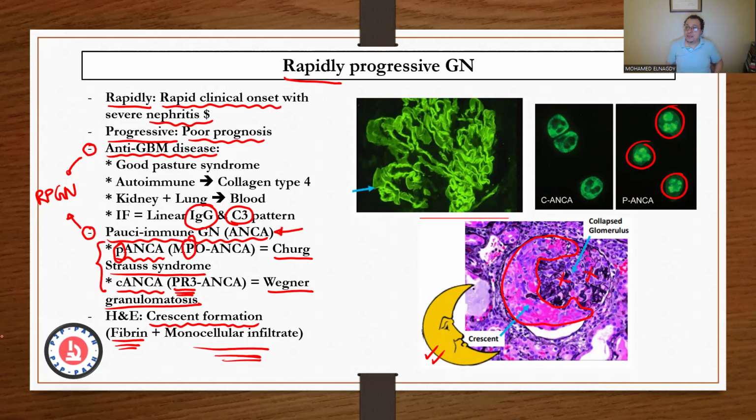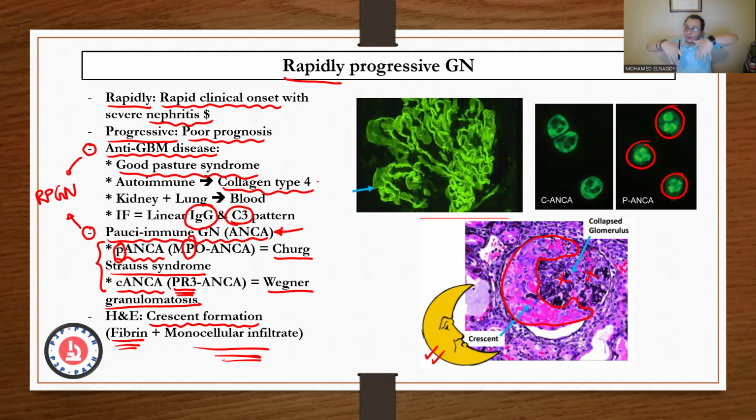What about the anti-GBM disease? Anti-GBM disease is famous. It's Goodpasture syndrome. Goodpasture syndrome is a famous presentation of a patient with blood in the lungs, blood in the kidneys. I always say blood in the lungs, blood in the kidneys, because of autoimmune antibodies against collagen type 4. And collagen type 4 is the one that exists in the basement membrane.